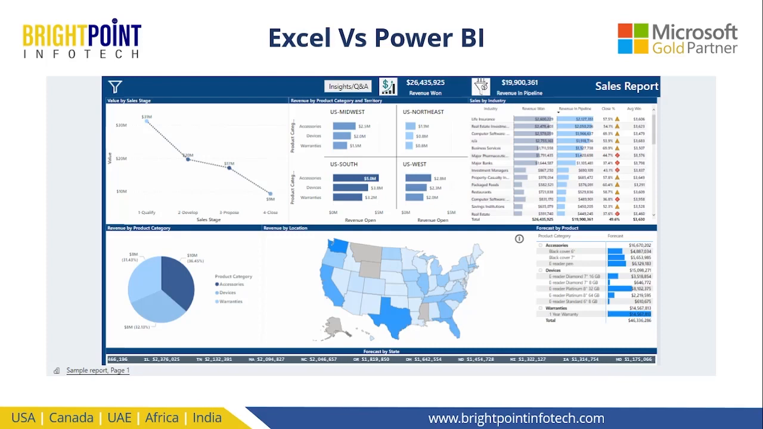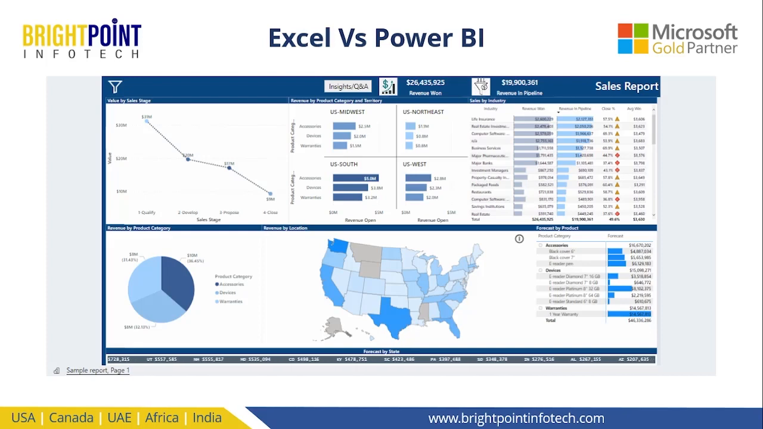Right on the top, there are two cards which denote the total revenue won and total revenue in pipeline. The line chart on the left depicts value by different sales stages. Right next to it, there's a bar chart which depicts the revenue by product category under each territory. The table visual next to it shows an overall idea about the sales by industry.